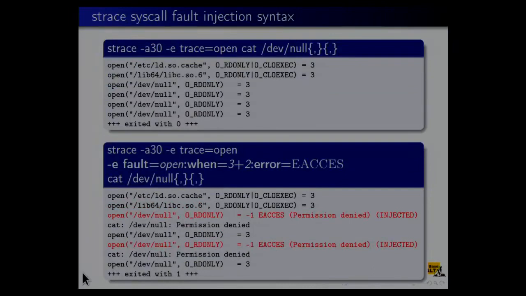Another way you can specify faults is to say how often you would like to inject them. For example, you can inject them starting with the third and then every second one. You see that cat handles the situation, I would say, properly. It reports an error in every case when there is an error and processes everything that's opened, and exits with an error code. So it looks like cat works fine.